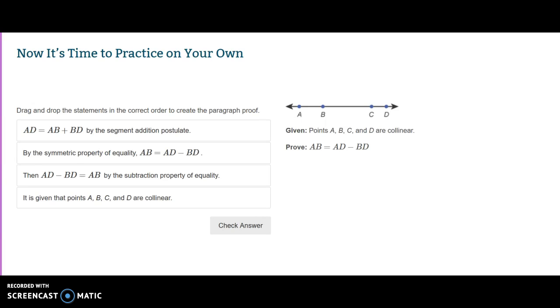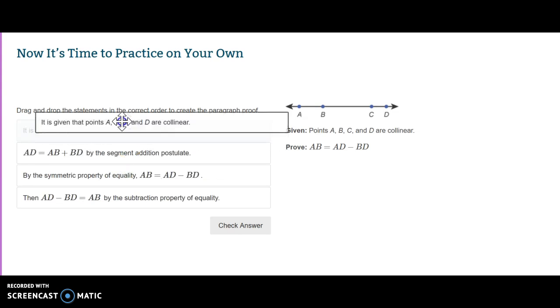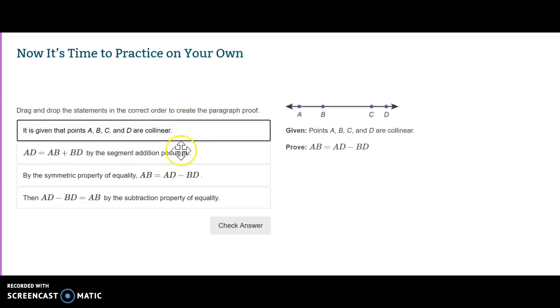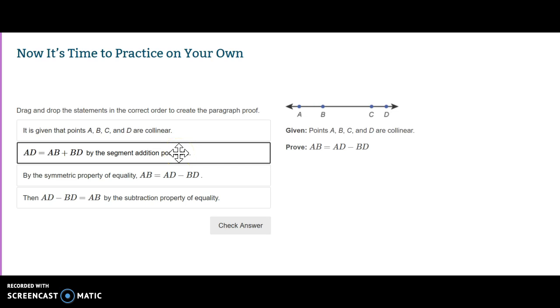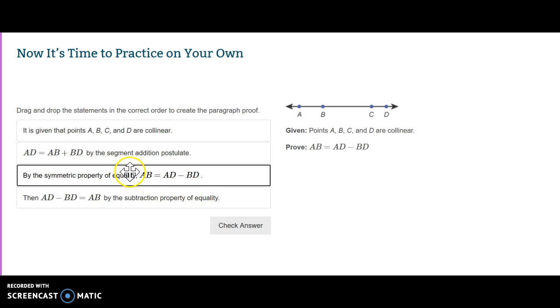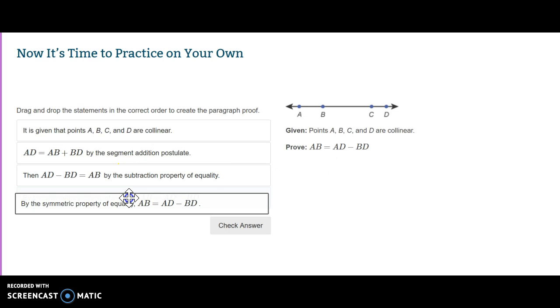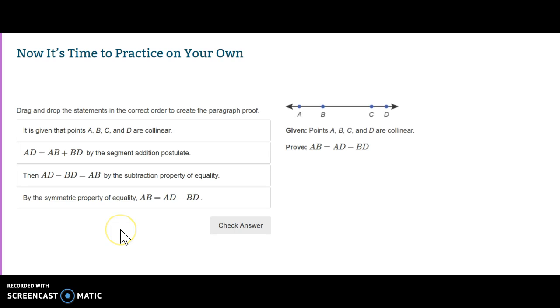Alright, so when we're doing our proof, we always want to begin with our beginning. So here's our first one, it is given. I don't see any other it is given statements, so let's put that one at the top. And we're trying to prove that AB equals AD minus BD. So we know that one has to go last.